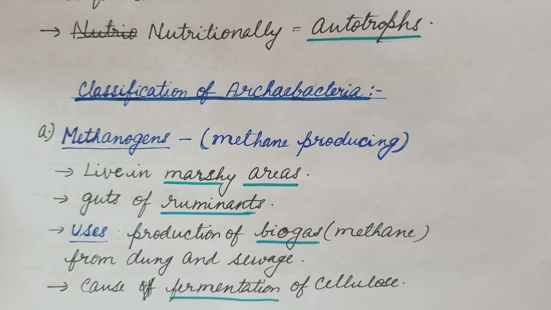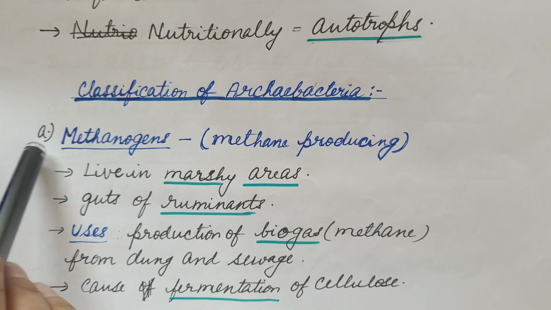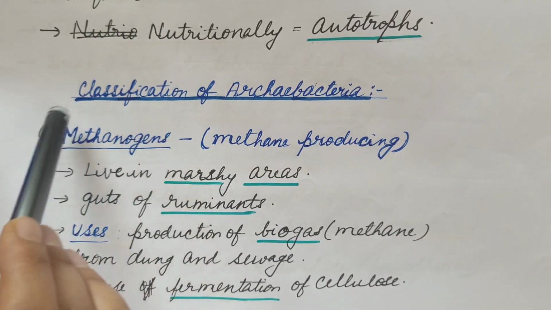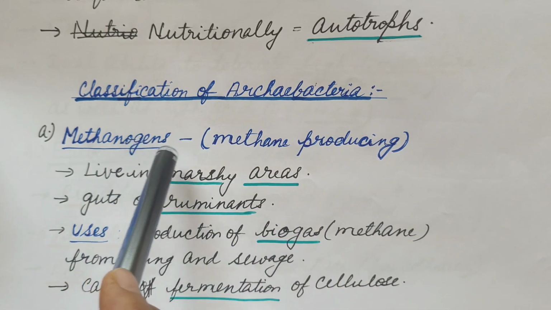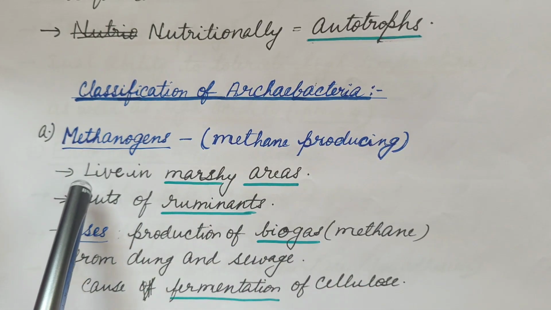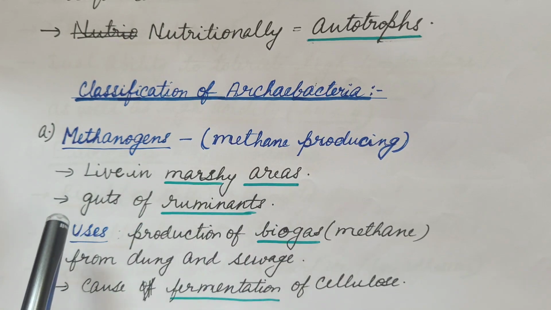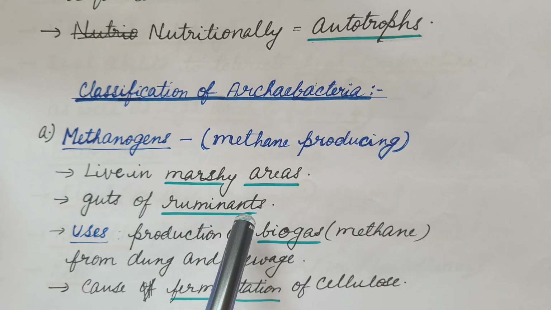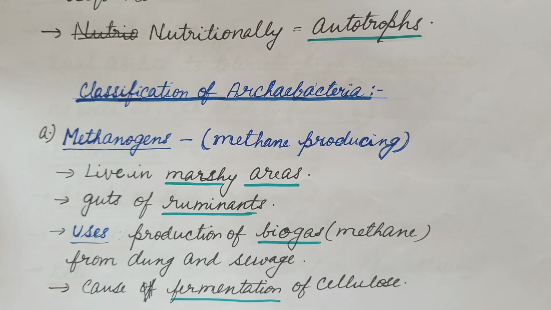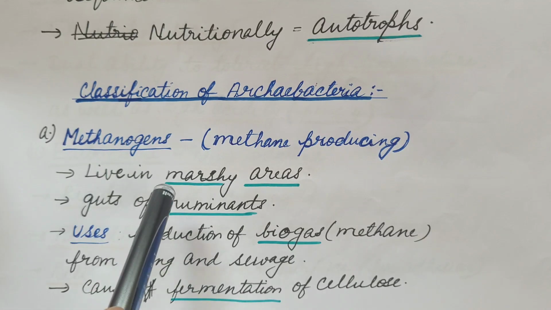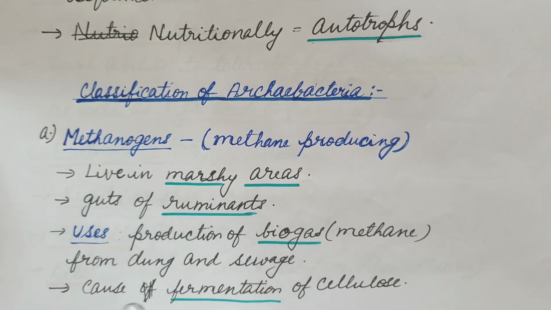Now, the classification of Archaebacteria. Archaebacteria are further classified into 3 groups. First is Methanogens. As the name suggests, Methanogens means methane producing or methane generating. These live in marshy areas and also in the guts of ruminants. Ruminants are the cattle which have a rumen, that is buffaloes, cows, etc. So these live in the rumen or the guts of ruminants.